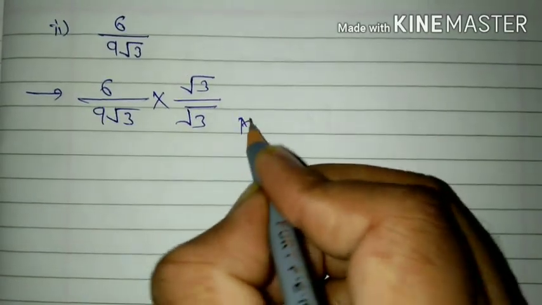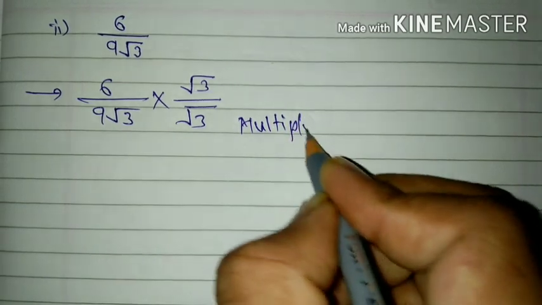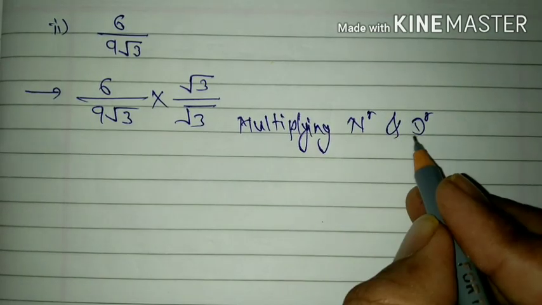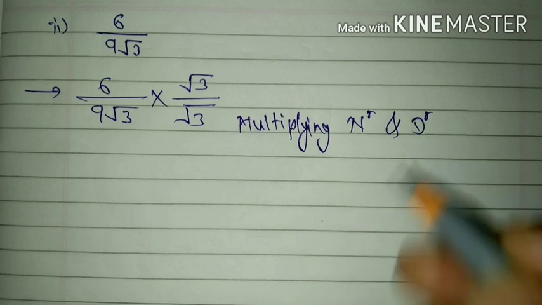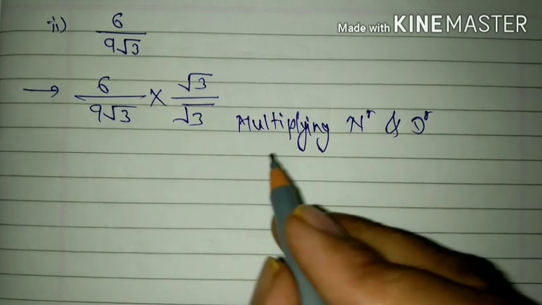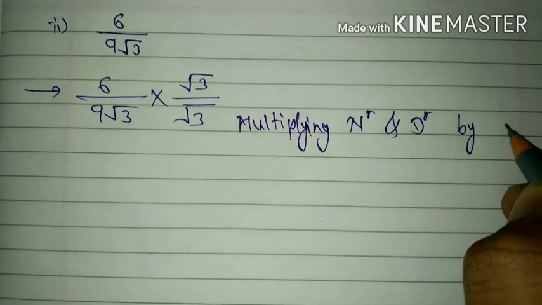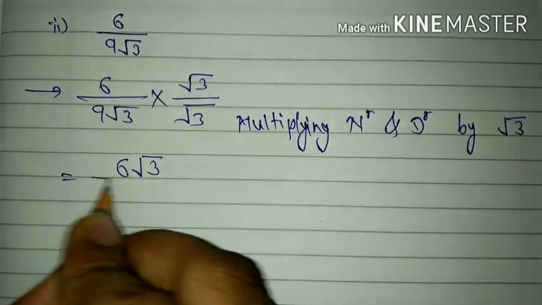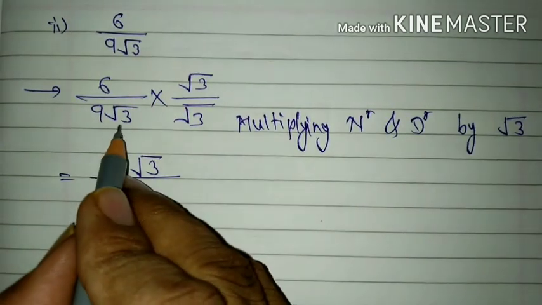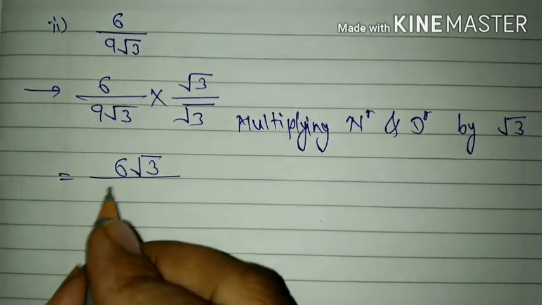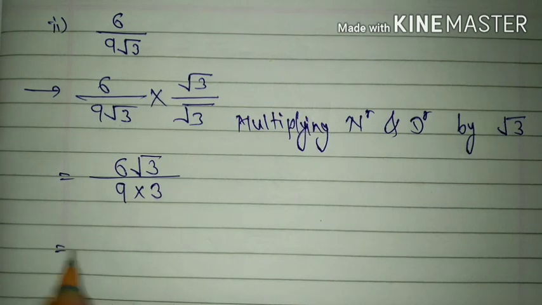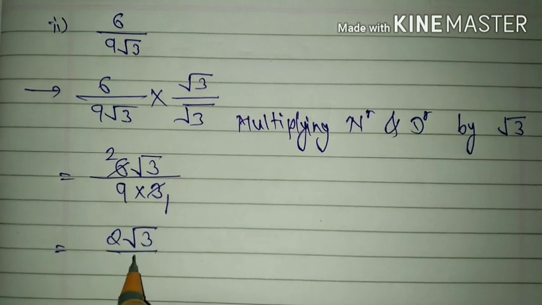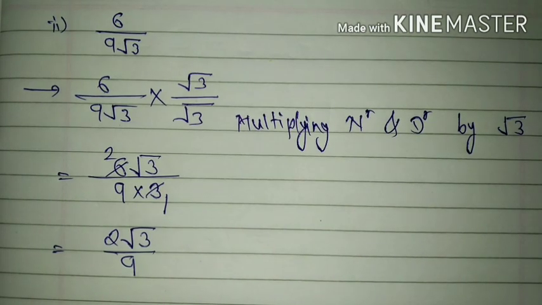We write the reason: multiplying numerator and denominator. Don't write it in short form; write the full spelling, or your marks may be cut. Multiplying numerator and denominator by root 3, so it is equal to 6 root 3 upon 9 into root 3 into root 3, and we know that root 3 into root 3 is 3, so it is 9 into 3. Final answer is 2 root 3 upon 9. So this is the final answer.